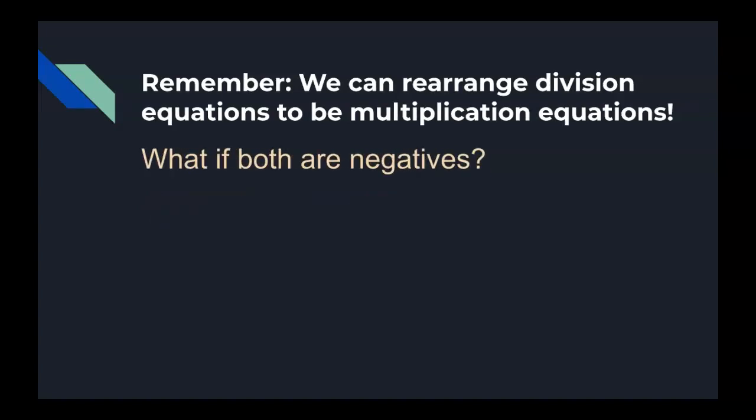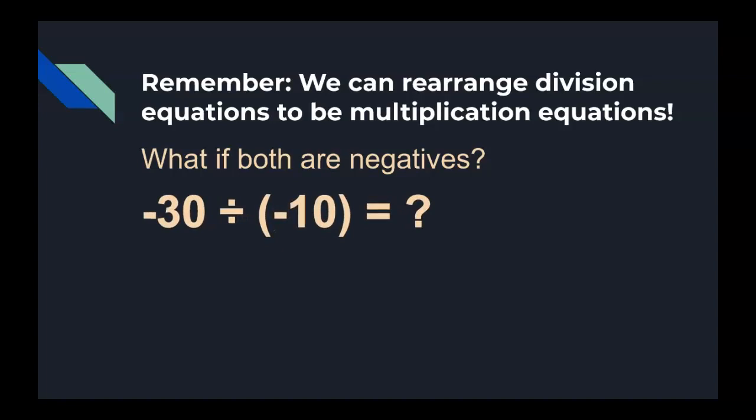Well, what if they're both negatives? So we have something like negative 30 divided by negative 10 equals question mark. Again, you could ask yourself, negative 10 times what equals negative 30? Well, I start with a negative 10 and I'm trying to get an answer of negative 30. This time I need to multiply negative 10 by a positive to get a negative. So question mark equals 3. This can help you develop some rules.